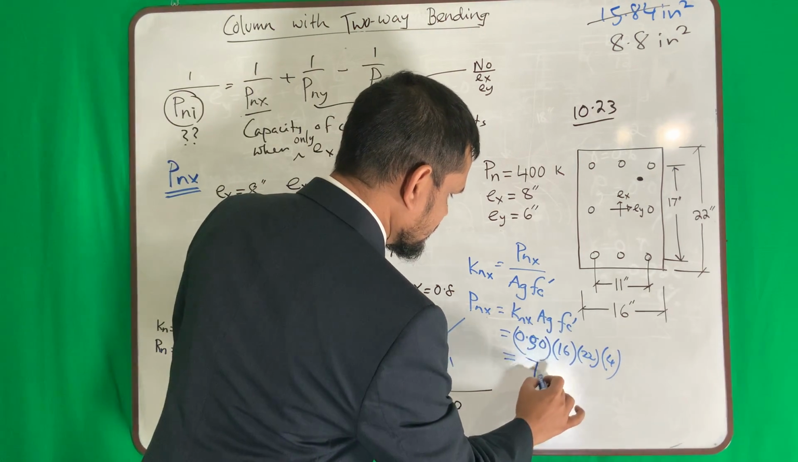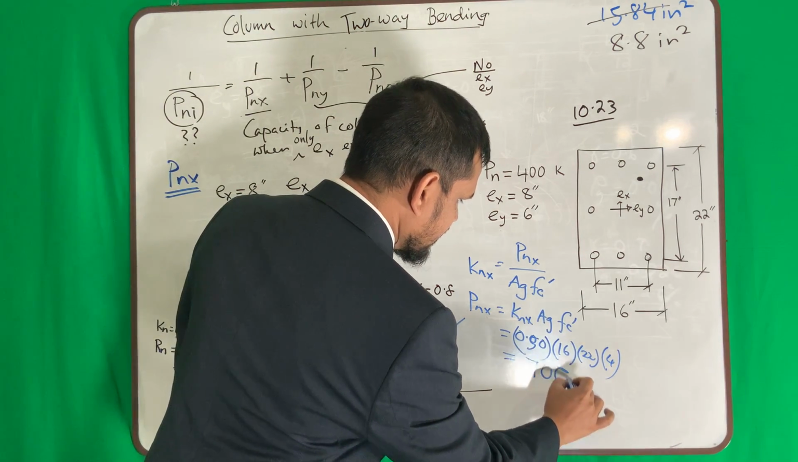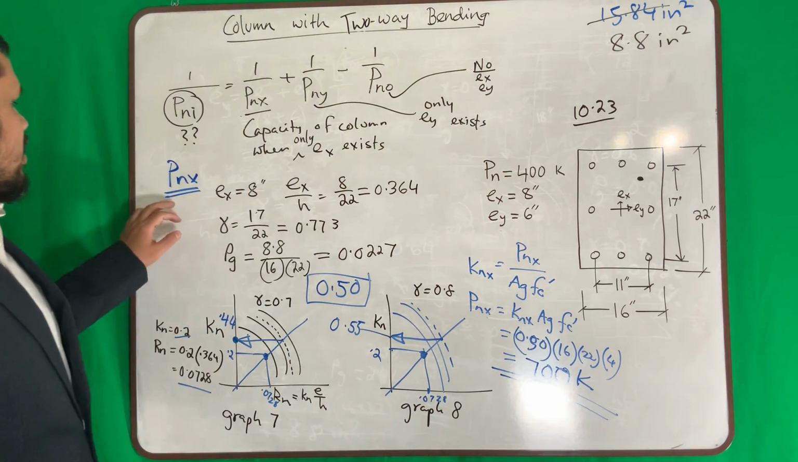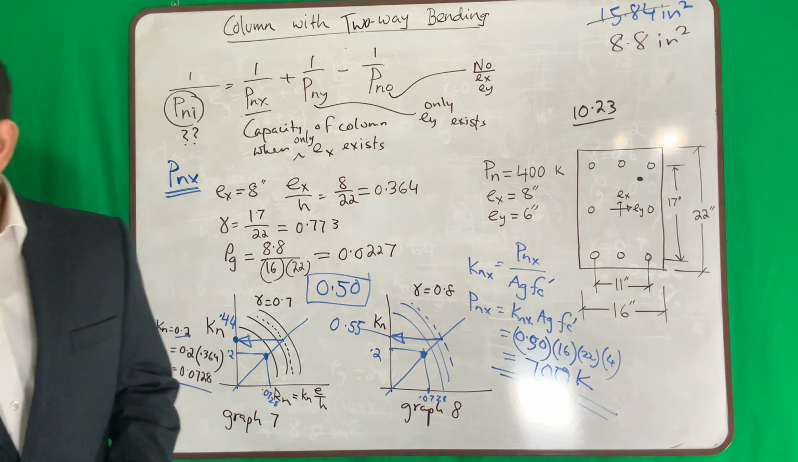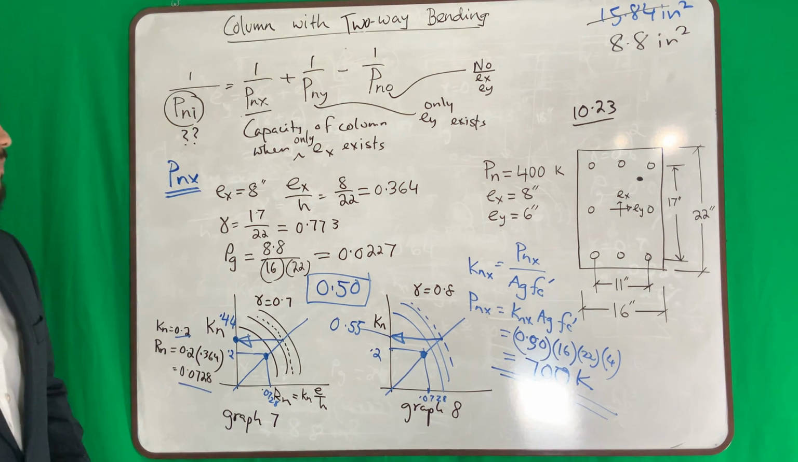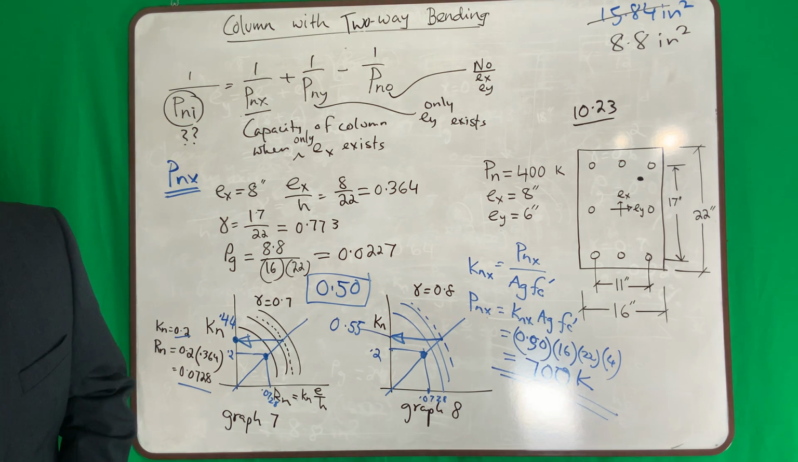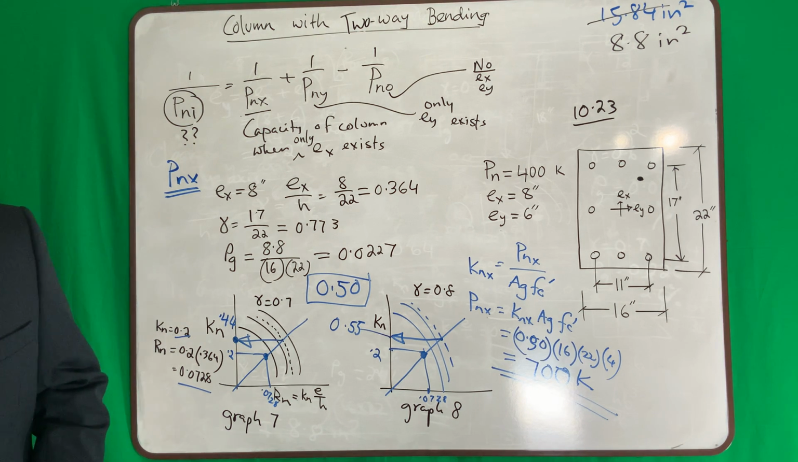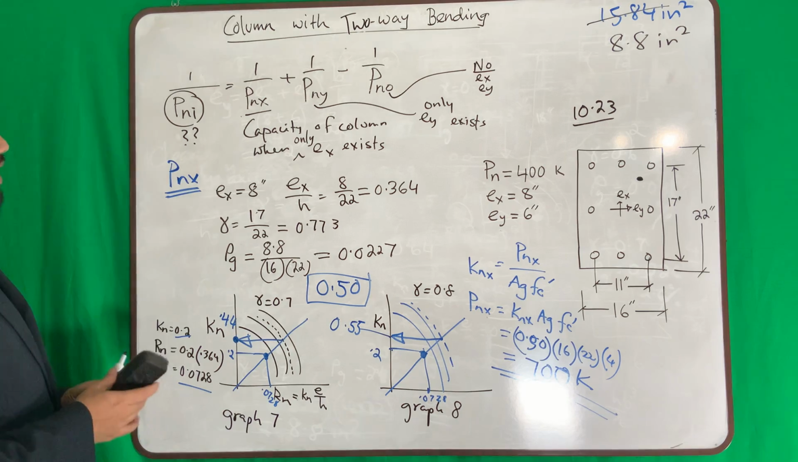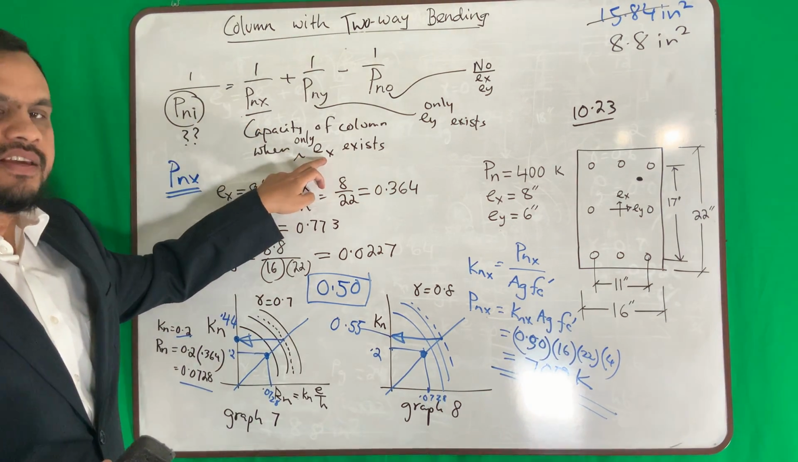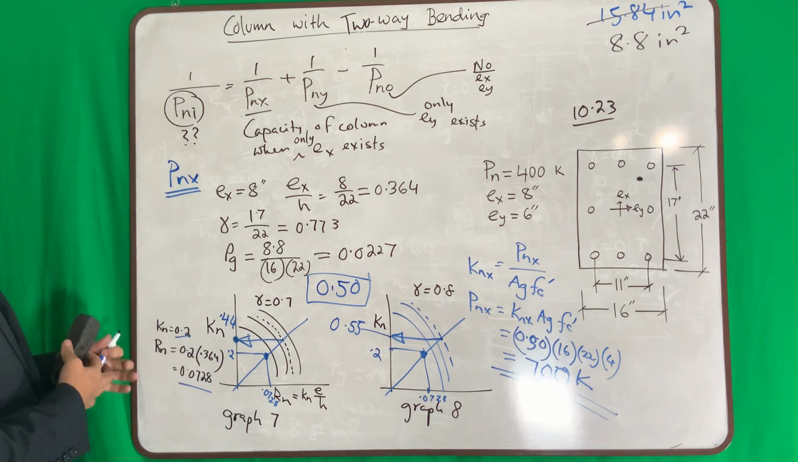700 kip cube. So we got PNX 700 cube. Same way we have to find PNY. Hopefully you understood what we are doing. We are trying to find this value when only EX exists. Then we'll go to PNY.